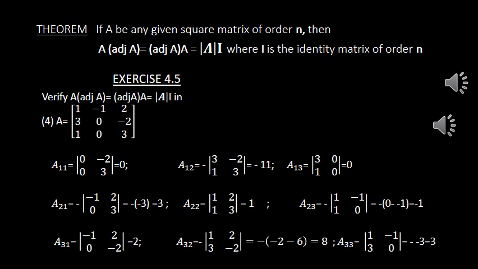We know what the identity matrix I of order 2 is. That is the matrix 1 0 0 1. What is the identity matrix of order 3? That is 1 0 0, 0 1 0, 0 0 1. So here A is a square matrix of order n. So the theorem is A multiplied by adjoint A equals adjoint A multiplied by A equals determinant A multiplied by I, where I is the identity matrix of order n.